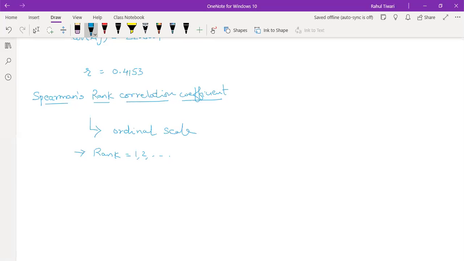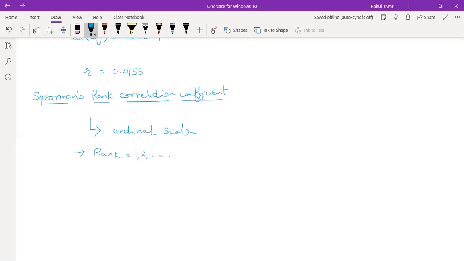So whenever we are given data in the form of ordinal data, instead of obtaining the Karl Pearson correlation coefficient, one can obtain the Spearman rank correlation. Just try to understand this concept. This is a very, very important technique and idea which we have to use.